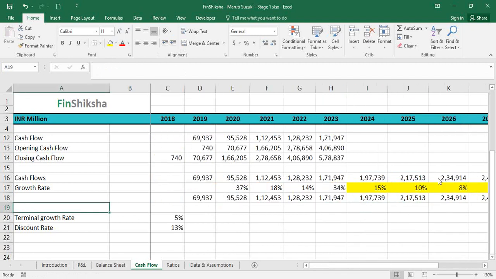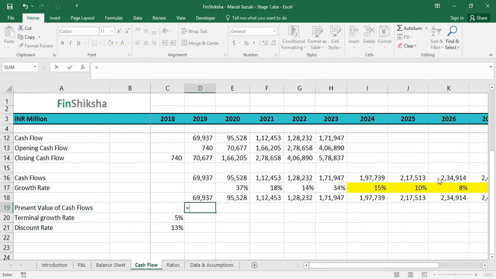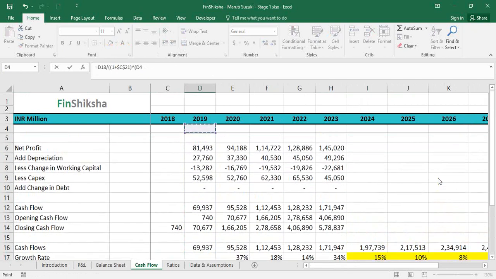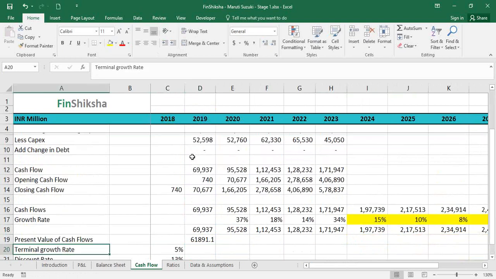I need to now find the present value. So these are my cash flows, and the present value of cash flows is what I have to find. How do I do that? This divided by 1 plus the rate at which I'm going to discount, freeze the rate, raised to the power. And how do I find the number of years that I have to discount by? The first one, 2019, is going to get discounted by 1 year, 2019 minus 2018, correct? And I can freeze this. So that's raised to the power 1, close bracket.